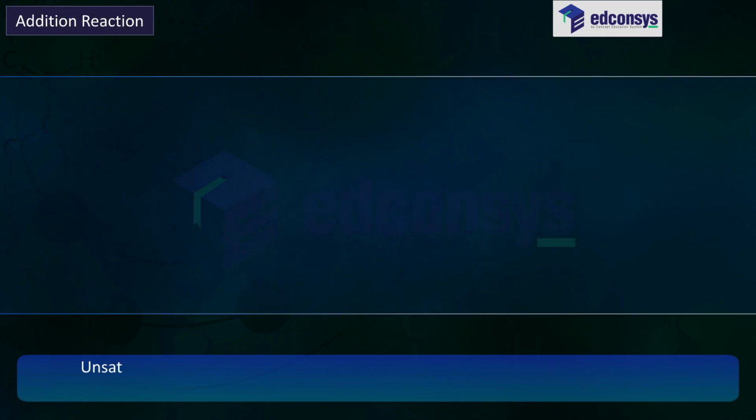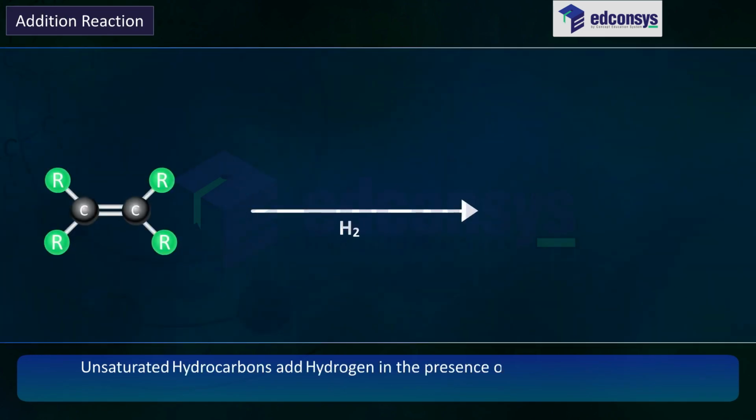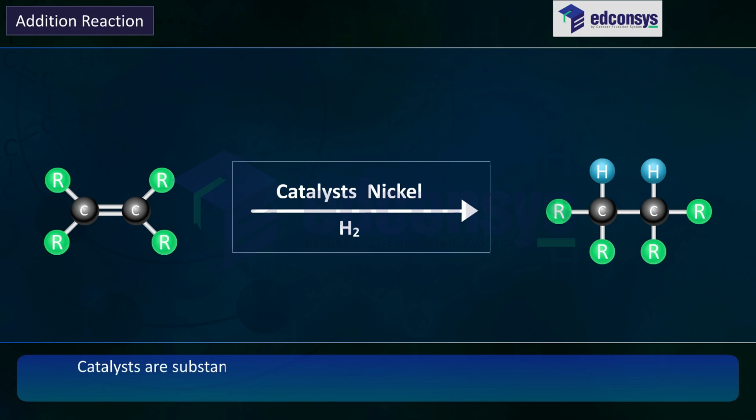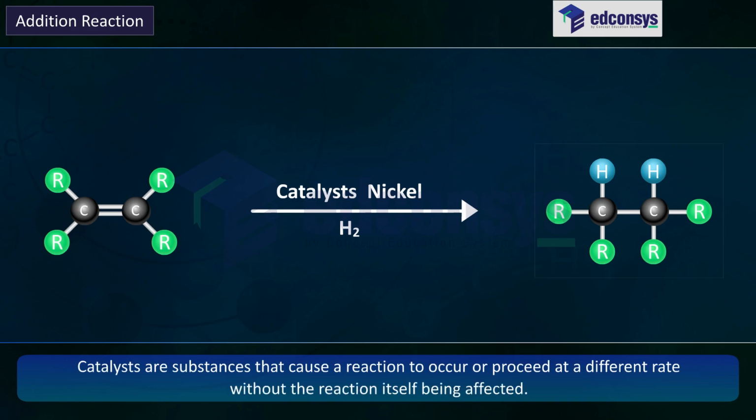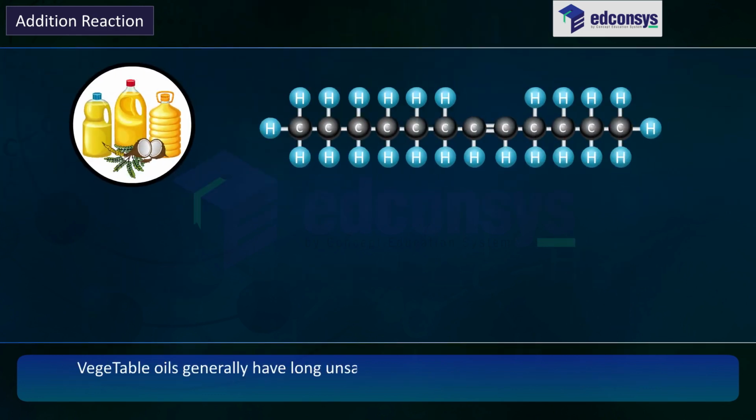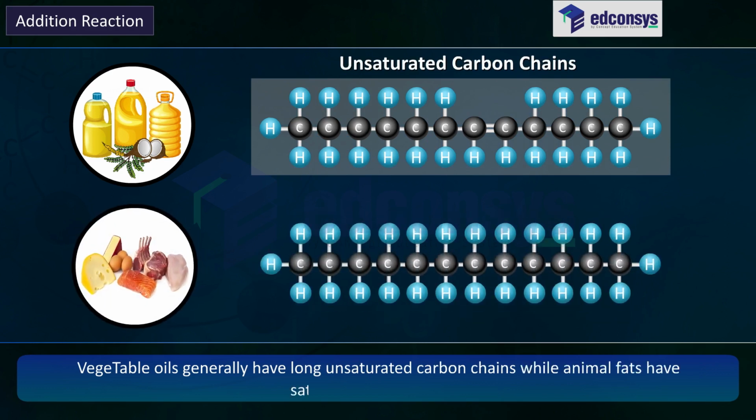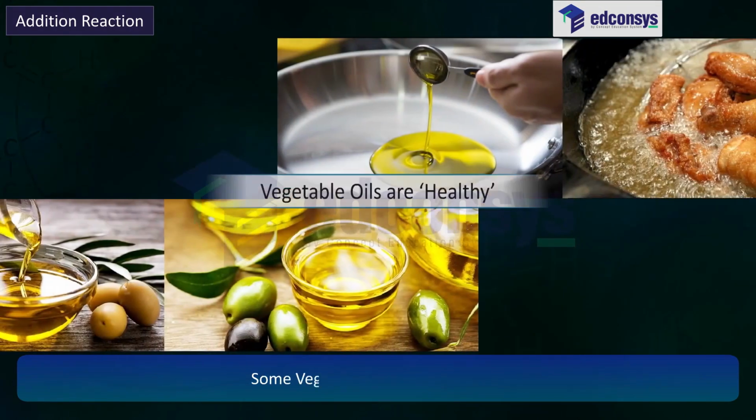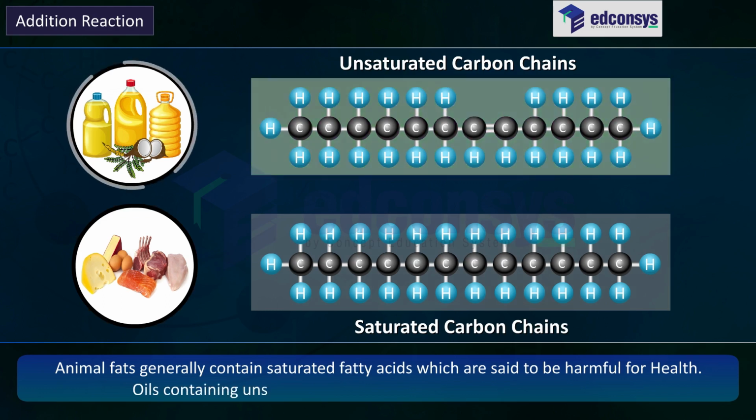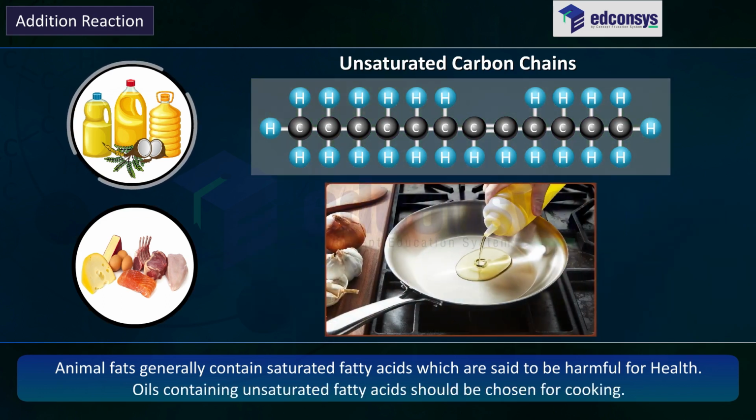Addition reaction. Unsaturated hydrocarbons add hydrogen in the presence of catalysts, palladium or nickel, to give saturated hydrocarbons. Catalysts are substances that cause a reaction to occur or proceed at a different rate without the catalyst itself being affected. This reaction is commonly used in the hydrogenation of vegetable oils using a nickel catalyst. Vegetable oils generally have long unsaturated carbon chains, while animal fats have saturated carbon chains. Some vegetable oils are healthy. Animal fats generally contain saturated fatty acids, which are said to be harmful for health. Oils containing unsaturated fatty acids should be chosen for cooking.